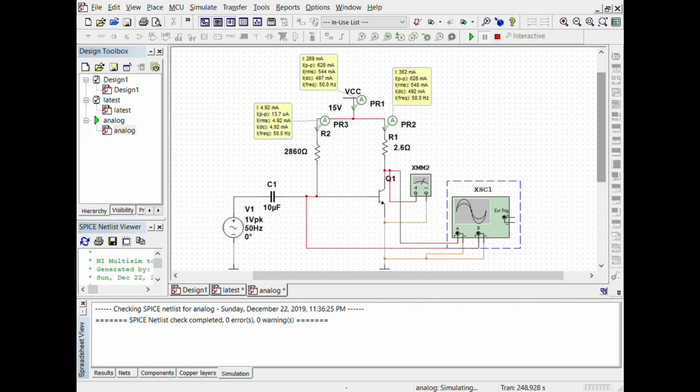Okay, for our graph, we get our graph which is out of phase. For simulation, we get the graph is out of phase.